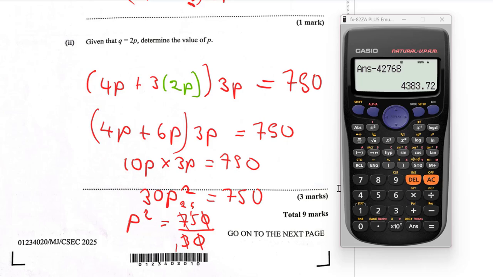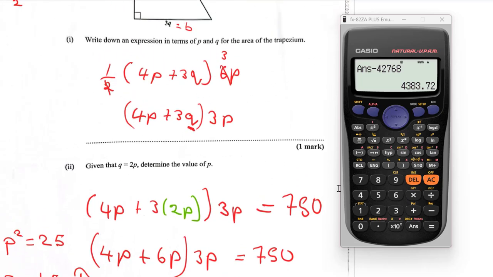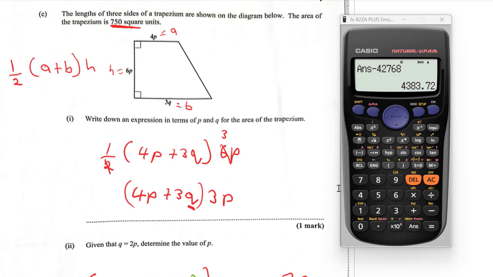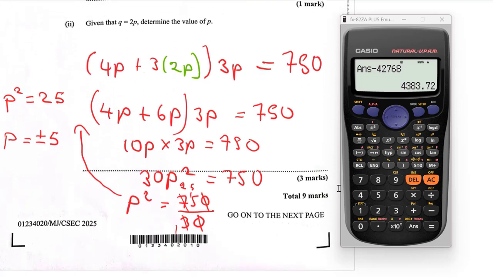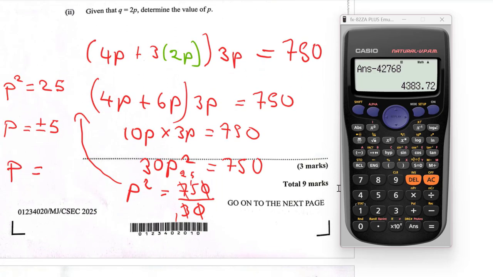So what we have here is P squared is equal to 25. That means P is equal to, if we take the square root of both sides, plus or minus 5. Now we are dealing with dimensions here. So therefore, P cannot be negative. Right? So therefore, P is equal to 5.